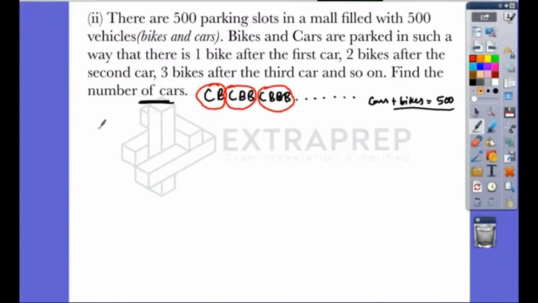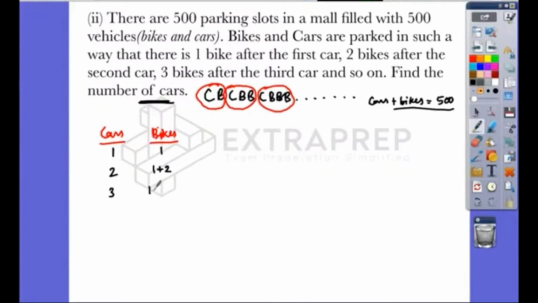Okay. See, I'll help you out. Cars, bikes. Assume there's one car. How many bikes are there? 1. Assume there are 2 cars. How many bikes would be there? 1 plus 2, because there's one bike after the first car and 2 bikes after the second car.